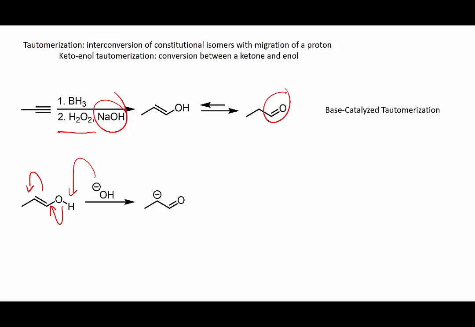When that occurs, we need to neutralize that negative charge. So in the case of water, we will have the negative charge grab a proton from water, regenerating our hydroxide base catalyst and reprotonating our compound. This will give us our aldehyde functionality. So there are two mechanisms that we have for tautomerization depending on whether you have acid or base present.